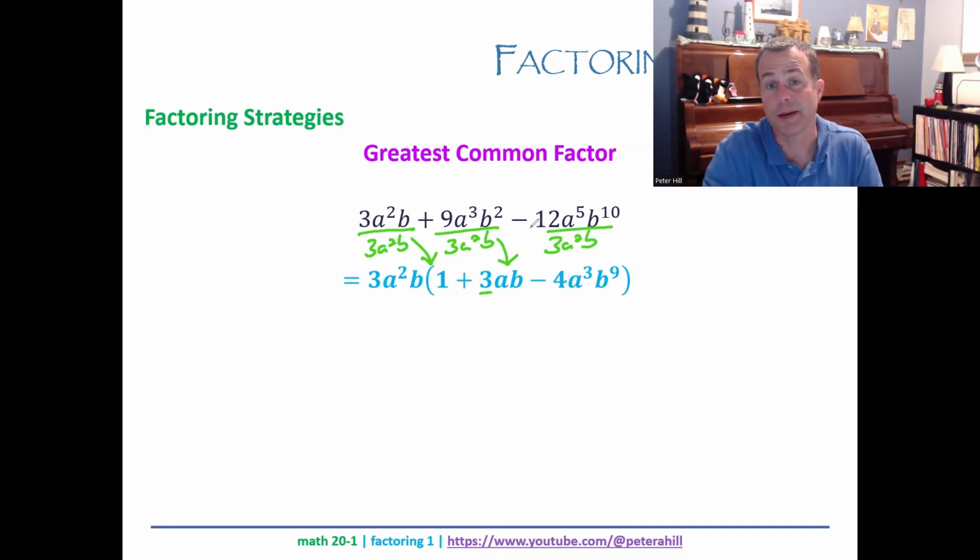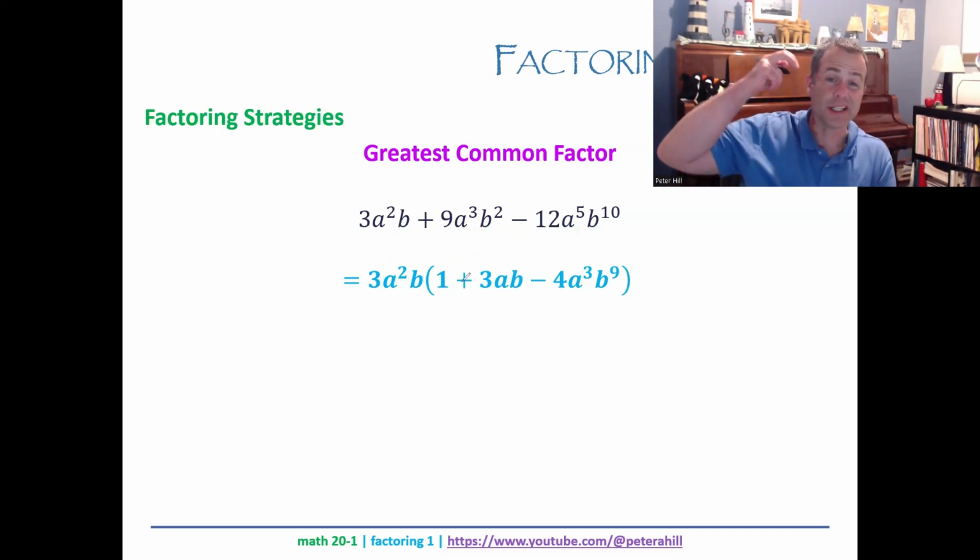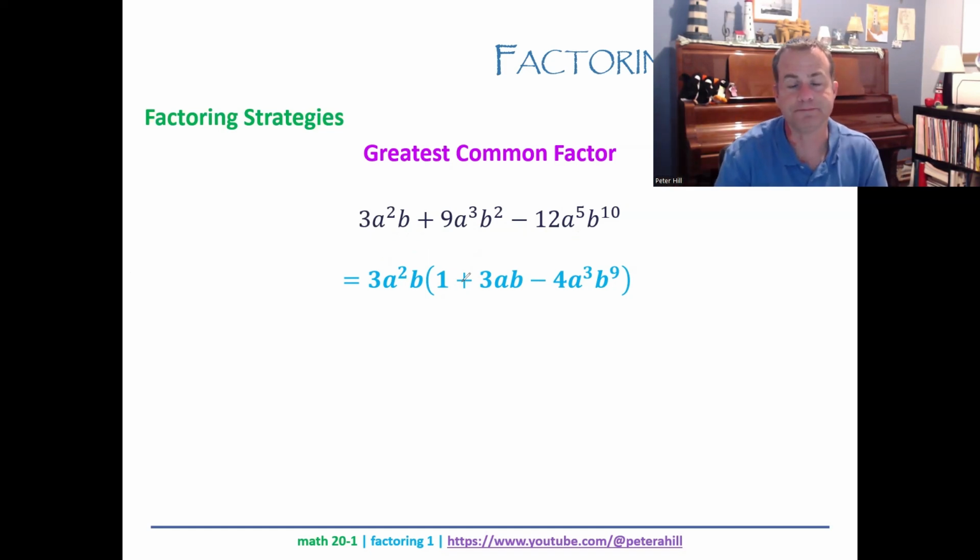Actually, you could talk about that being negative 12 divided by 3 gives me negative 4, right? Always think about the sign that's in front of the number. A to the 5 divided by a squared would be a to the 3, and b to the 10 divided by b would be b to the 9, okay? As kind of a check and balance, you should always have the same amount of terms inside the bracket as you did when you started, okay? Okay, awesome. That was the greatest common factor.